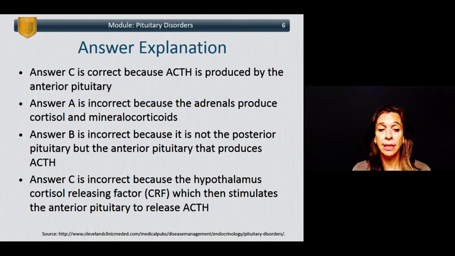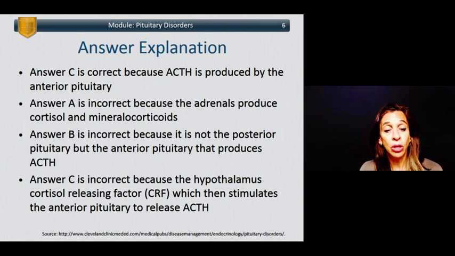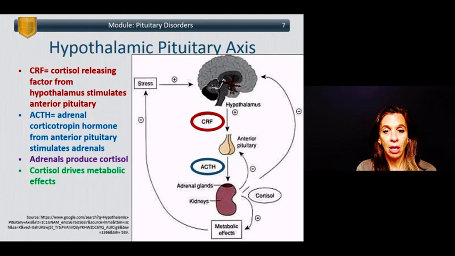And answer D is incorrect because the hypothalamus releases corticotropin-releasing factor, or CRF, which then stimulates the anterior pituitary to release ACTH. So I'll show you this picture which demonstrates this quite nicely.